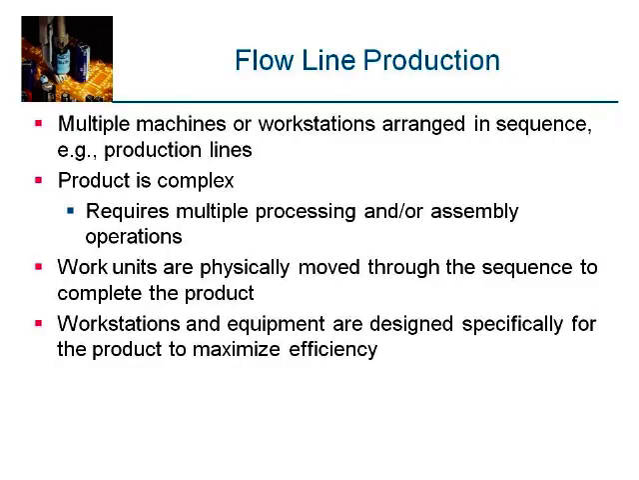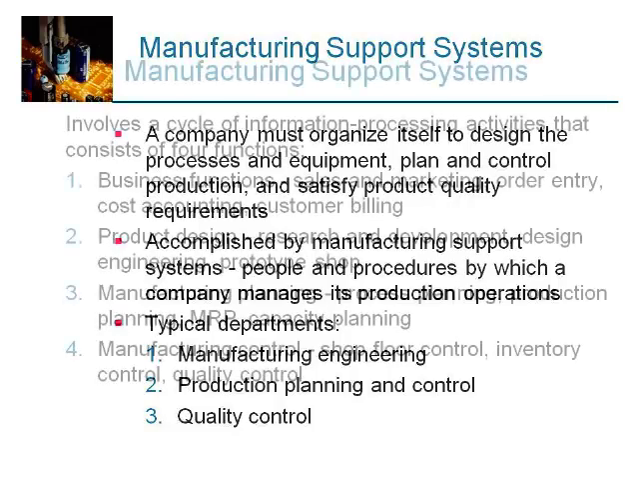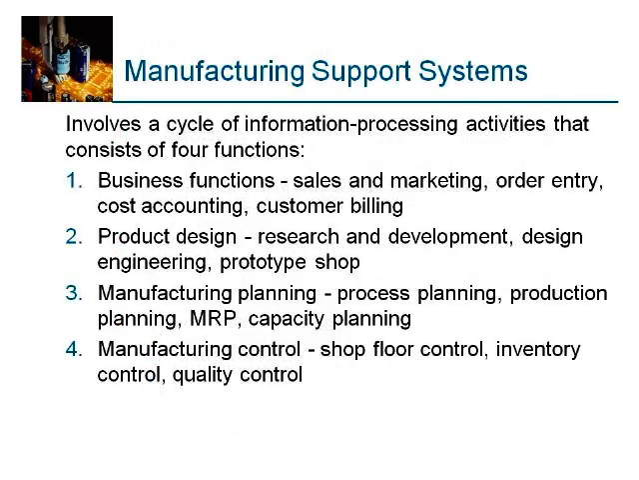Now let us move to the second part, that is manufacturing support systems. A company must organize itself to design the processes and equipment, plan and control production, and satisfy the product quality requirements. This is accomplished by manufacturing support systems, the people and procedures by which a company manages its production operations. Typical departments of support systems are manufacturing engineering, production planning and control (PPC), and quality control.